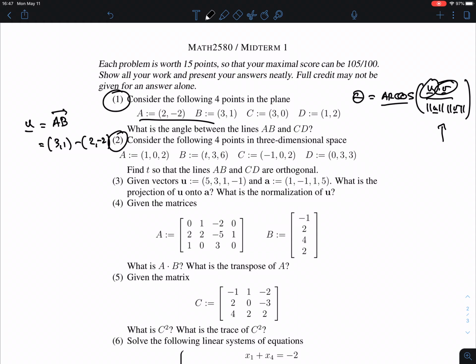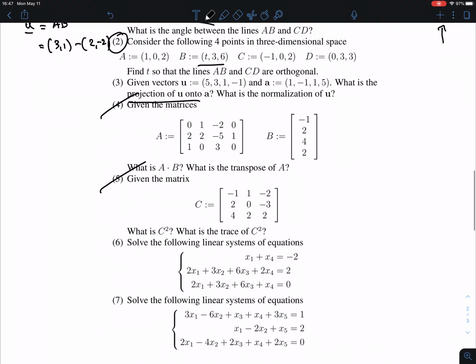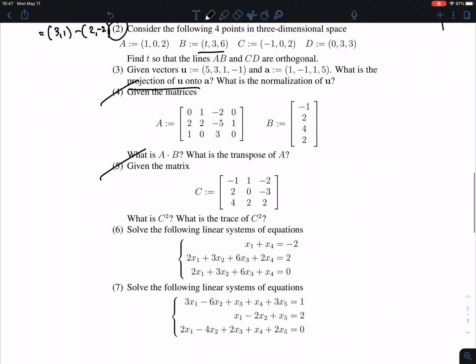Here is a question where, very often in these questions I'm going to ask, you have to find a certain t that makes something orthogonal or gives you some value that you want. And then we also have talked about the projection of U onto A. That's a formula. Please go look it up. Now, questions 4 and 5, we've done so many of these things, so I'm not going to talk about these now. And then, of course, what we have is solving systems of linear equations.